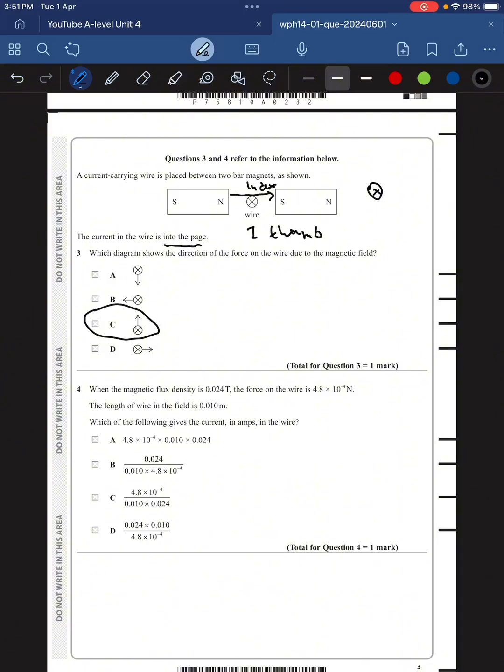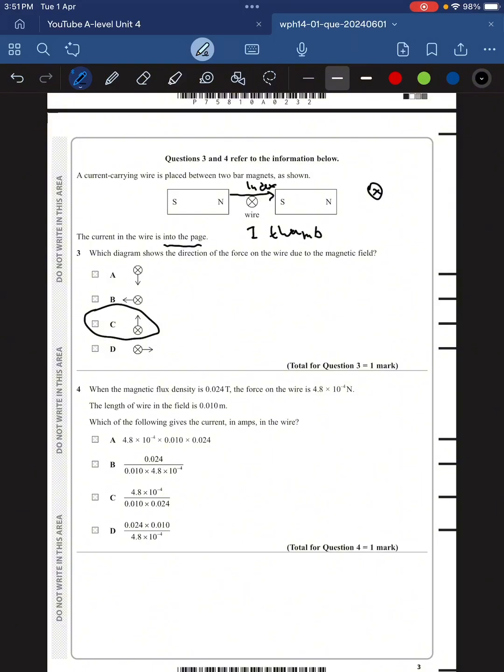Okay. Now, question 4. When the magnetic flux density is 0.024 teslas, the force on the wire is 4.8 times 10 to the negative 4 newtons. The length of the wire in the field is 0.01 meters. Which of the following gives the current in amps in the wire?